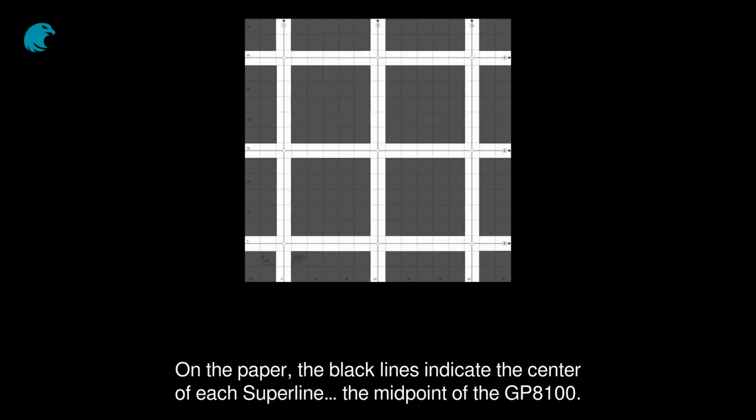Step 3, place the GPR grid paper on the floor or wall by using tape. On the paper, the black lines indicate the center of each superline, the midpoint of the GP8100.